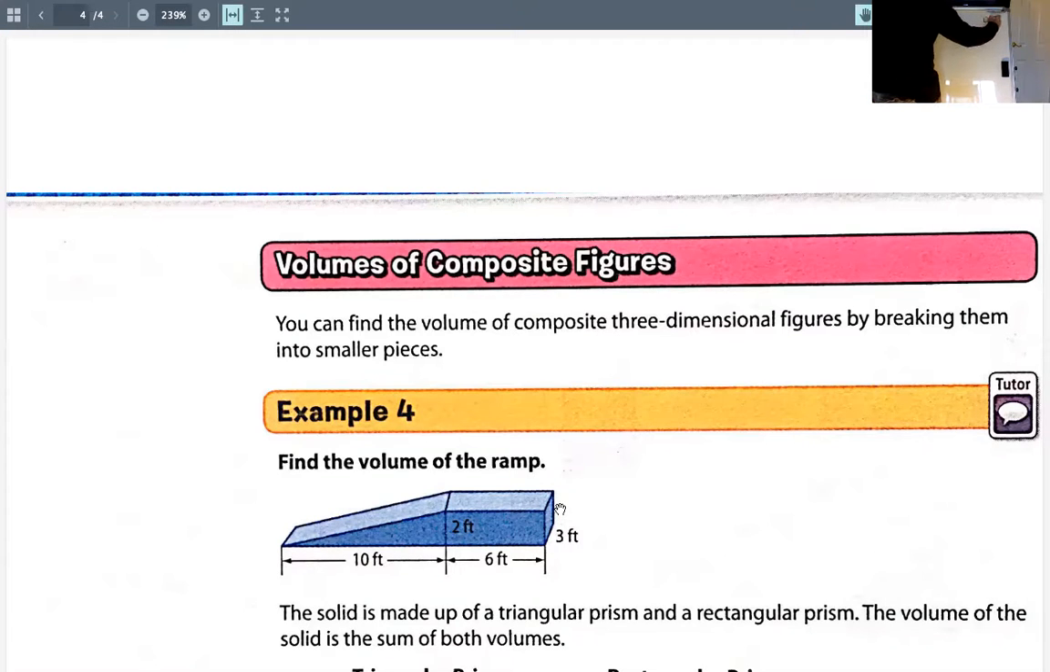Density is equal to what? Mass divided by volume. Yes. Okay. So we can find the density of a composite.